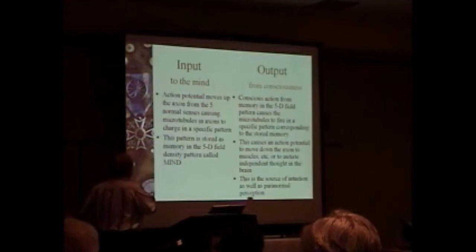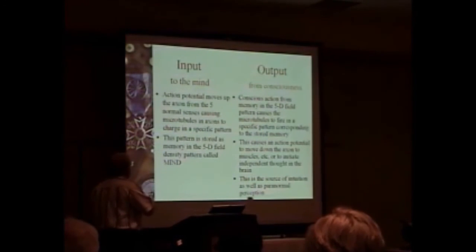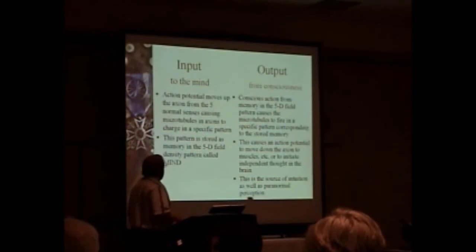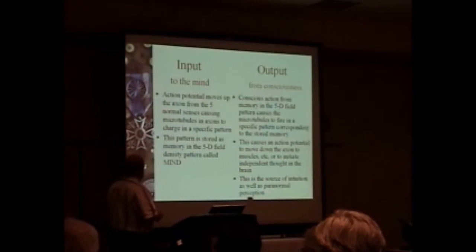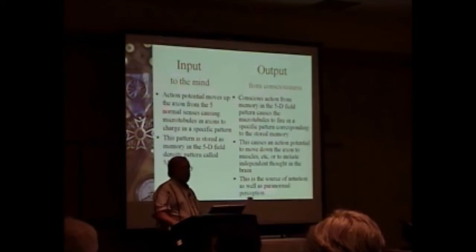Okay, we have input in mind. Action potential moves up and down the axon from 5-dimensional senses, causing microtubules and axons to change in a specific pattern. This pattern is stored as memory in a 5-dimensional field density pattern called mind. Output from the consciousness: conscious action from the memory in 5D pattern causes microtubules to fire in a specific pattern corresponding to stored memory. This causes an action potential to move down the axon to muscles, etc., or to initiate independent thought in the brain. This is a source of intuition as well as paranormal perception.